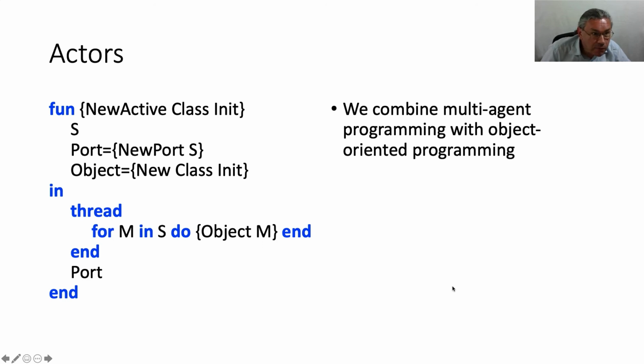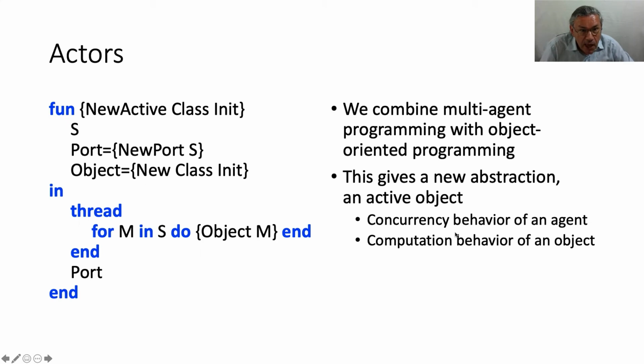Here's another example of this. The function newActive will take a class and an initialization call and create an active object that also is an object-oriented object. So the object is created using a class, and it's running inside its own thread. It has a port. So in fact, we're combining multi-agent with object-oriented programming. We're actually combining the abilities of these two paradigms. The active object has the concurrency behavior of an agent and the computation behavior of an object.